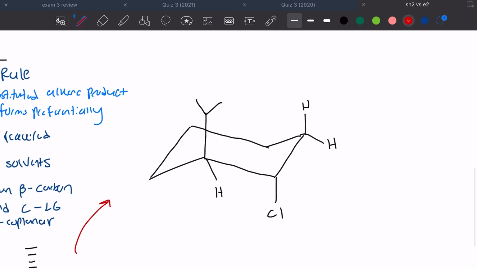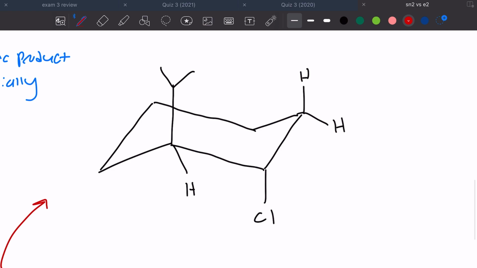So basically I've drawn all the main things you really need to look at. Your alpha carbon, your beta carbon, and your beta carbons. So anything that's going down is on a dash, and anything going up is on a wedge. So this chlorine is clearly on a dash because it's going down.